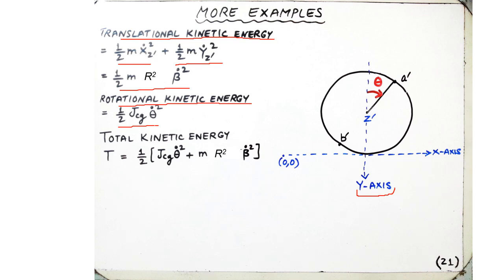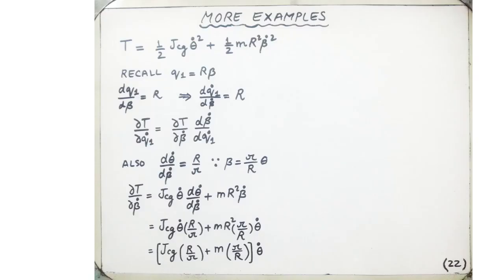The total kinetic energy will then be half times Jcg theta dot square plus m capital R square beta dot square. Once the expression of total kinetic energy is obtained, we need to make some substitution before we calculate the partial derivative. So remember that our displacement variable is q1, that is the arc length z prime, that is capital R times beta.